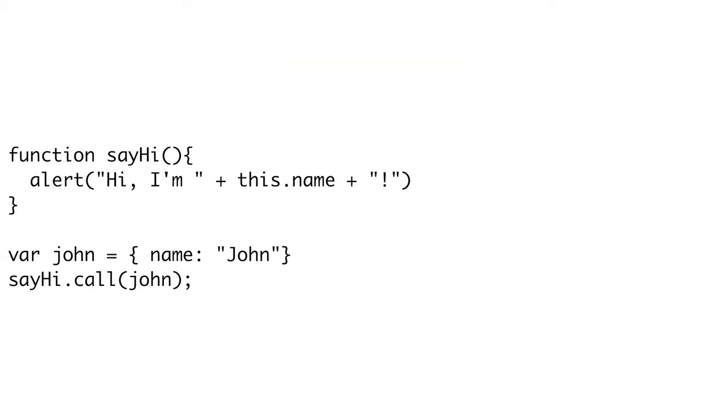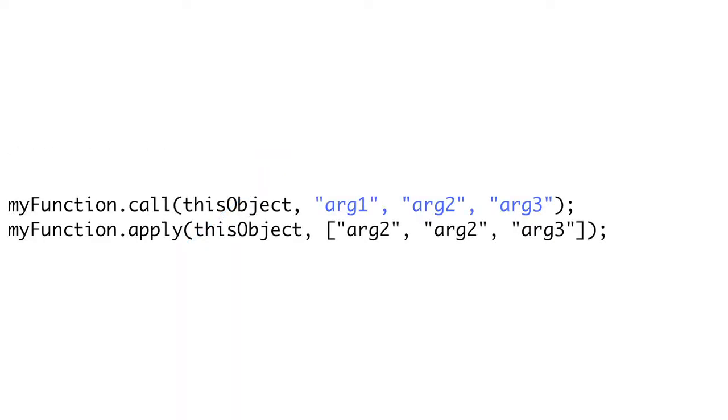We can actually explicitly define what this should be bound to inside of a function by using the call or apply methods that are available on all functions. Instead of assigning and calling the function as a method on the John object, we can use the call method on the sayHi function. The first argument to call is a variable that should be bound to this inside of a function. All arguments after the first argument will be sent as arguments to the function itself.